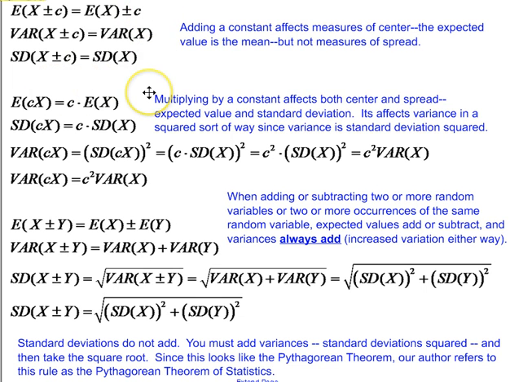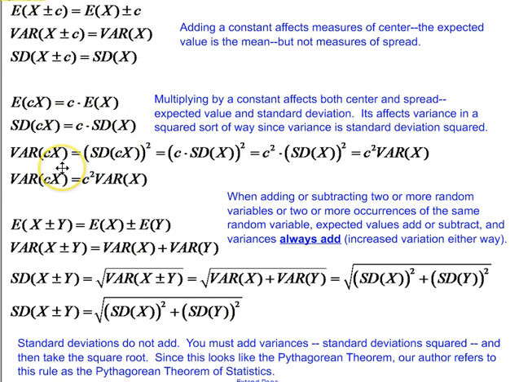Now if we multiply by a constant, it does stretch the distribution, spread it out more, or shrink it one way or the other. So it affects both the mean and the standard deviation. So we would multiply the expected value or the standard deviation by that constant.